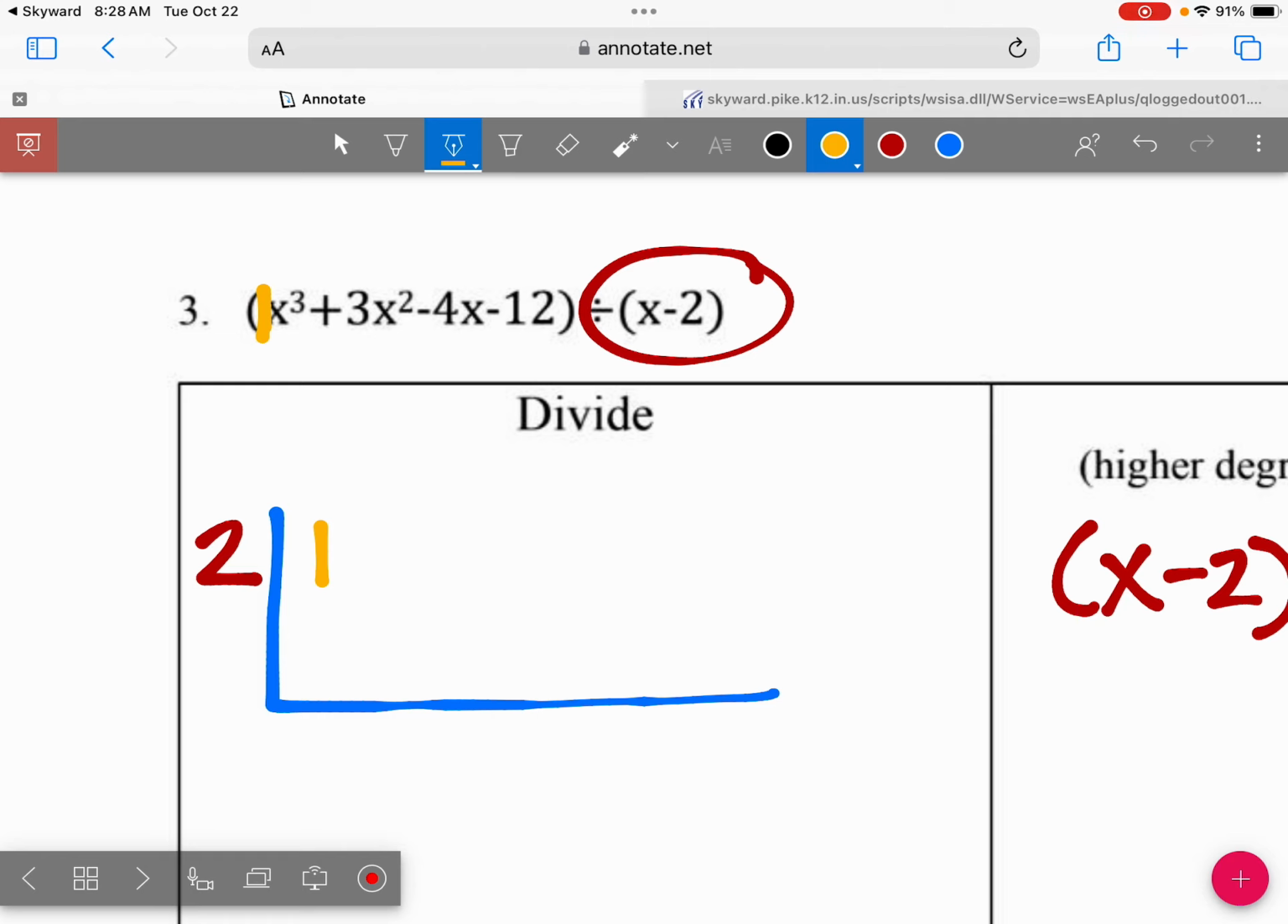What else do we have? What are my other numbers? 3. Positive 3. What else would you say, Olivia? Negative 4. And our last number would be a negative 12.